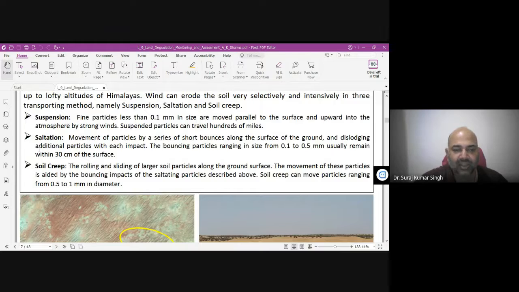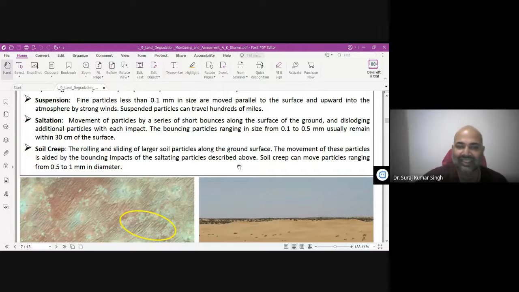The second operation is saltation, which means movement of particles by a series of short bounces along the surface of the ground, dislodging additional particles with each impact. It means movement of the particle along the surface for a few feet or few meters, as well as degrading or breaking into smaller fine particles within 30 meters of the surface. That is known as saltation.